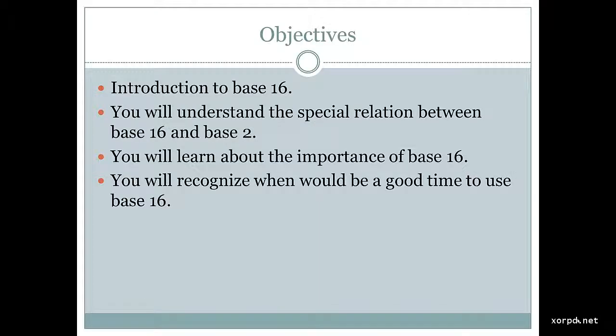The objectives of this lesson: Introduction to base 16. You will understand the special relation between base 16 and base 2. You will learn about the importance of base 16. And finally, you will recognize when would be a good time to use base 16.